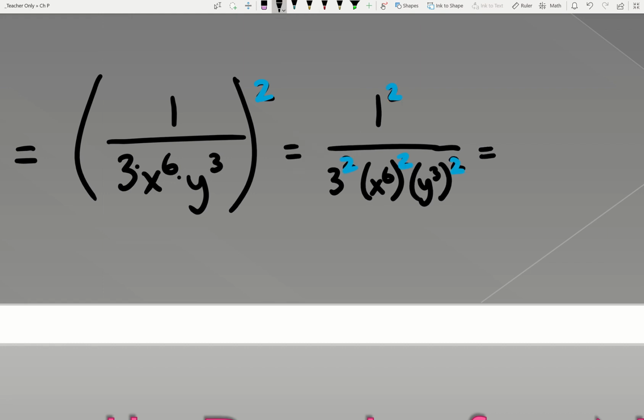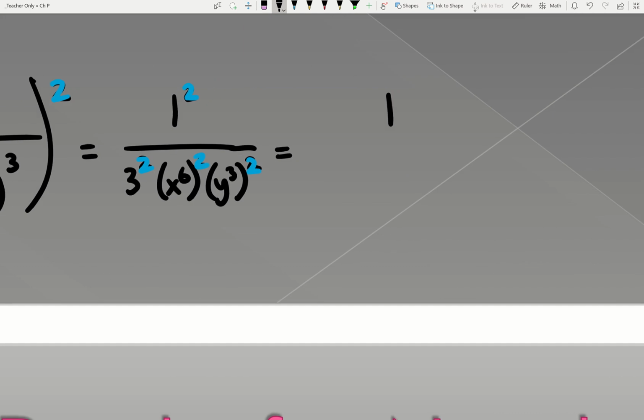And then I'm just evaluating, right? Well, on top, 1 squared, that just makes simply 1. On the bottom, 3 squared makes 9. X to the 6th raised to the 2nd, that's power of a power. So we multiply those exponents. So 6 times 2 is going to make 12. X to the 12th power. Same thing for that y. This is y to the third, further raised to the second, so that's power to power. Multiply those exponents. It's going to give us 3 times 2, which makes 6. And there is our final result right there.